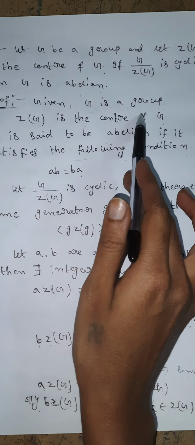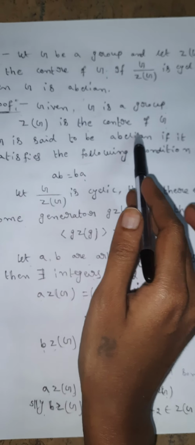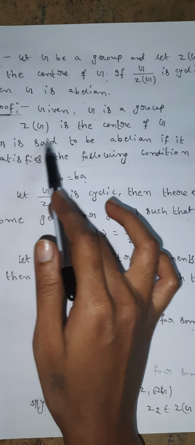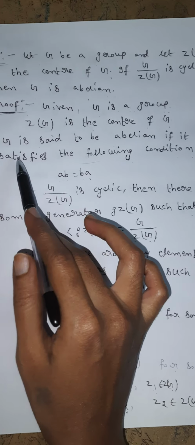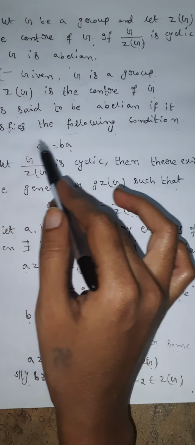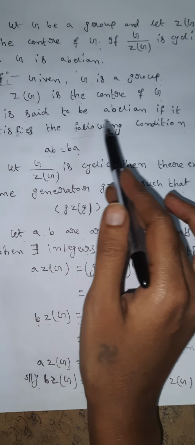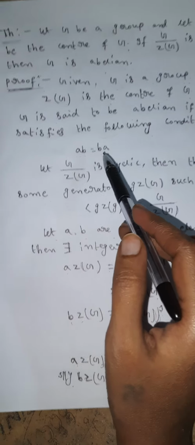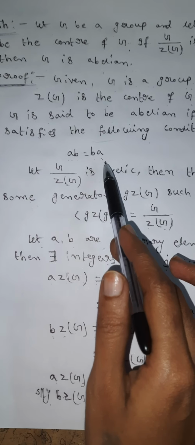Given G is a group, Z(G) is the center of G. So పైన క్వశ్చన్లో ఏది ఇచ్చాడో అదే రాసుకున్నాం మనం. So G is said to be abelian if it satisfies the following conditions. abelian అంటే మనకి అన్ని కండిషన్స్ సాటిస్ఫై అవుతాయి కదా. సో అందులో మనం ఒక కండిషన్ తీసుకున్నాం, that is AB is equal to BA.